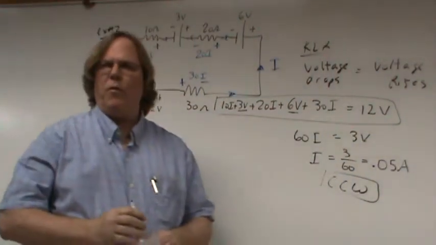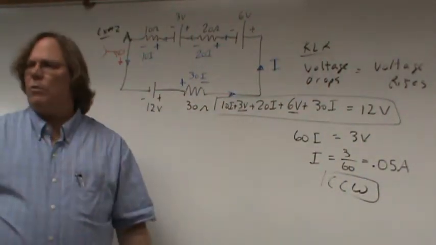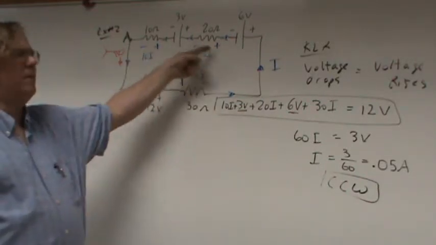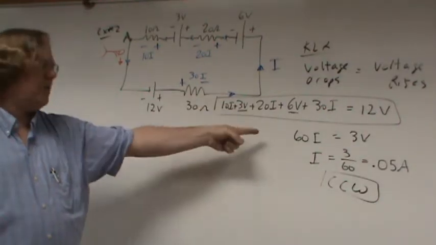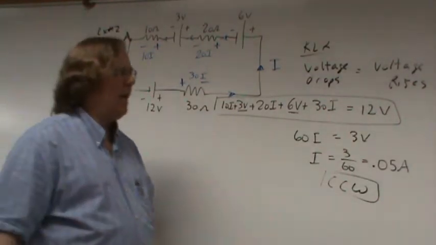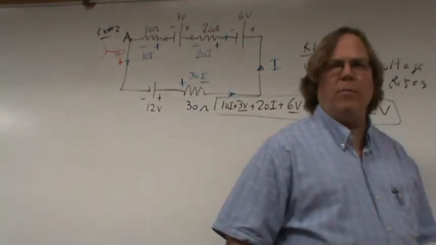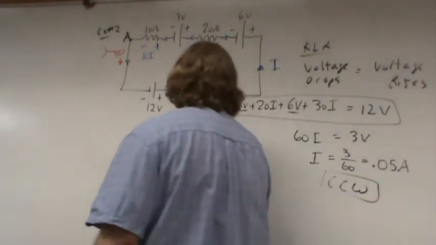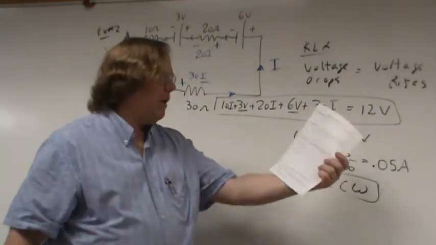What makes example four interesting is it's got multiple loops now. When I only had one current to deal with, it was really easy. I just had one variable. But now that I have multiple loops, I have multiple currents. But I'm still going to follow the steps, just like it says on the sheet there.